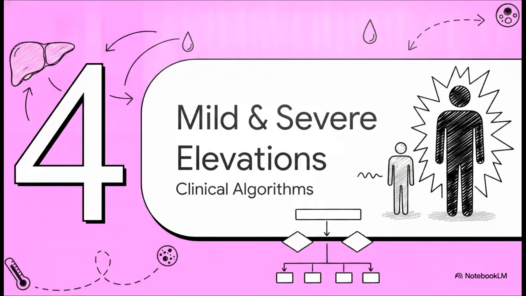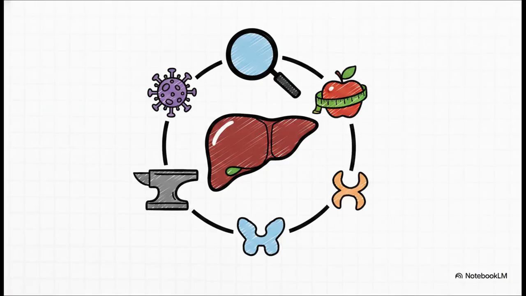Section 4. Assessing mild and severe elevations. Before returning to our patient, let's review how we algorithmically process these hepatocellular patterns on the wards. For chronic mild to moderate elevations, which we define as an ALT or AST under 15 times the upper limit of normal, we have to methodically work through the hepatocellular differential in order. We don't just guess, we work the list.